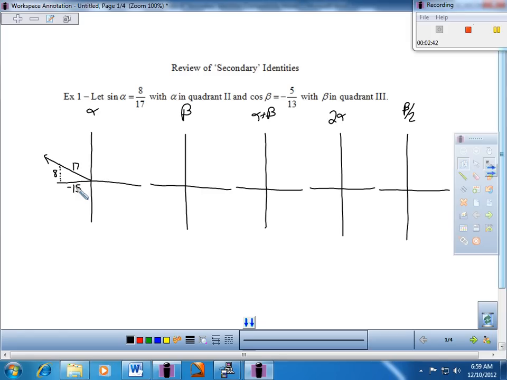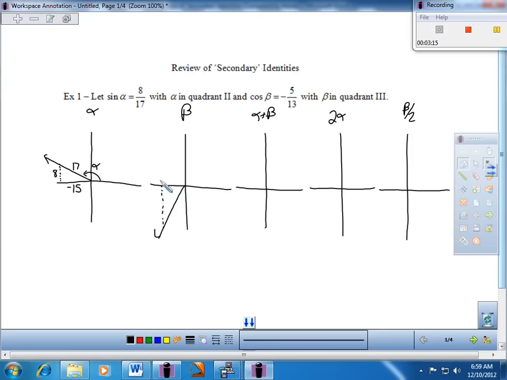Okay, that's great. And again, just so many different ways to go from terminal, or I should say initial side to terminal side. I'm just going to go the primary approach, and we'll call that alpha right there. Okay, good. Let's see. Let's talk beta here for a sec. Cosine of beta is -5/13, and beta is in quadrant 3. All right, so I don't know, something like this, give or take.